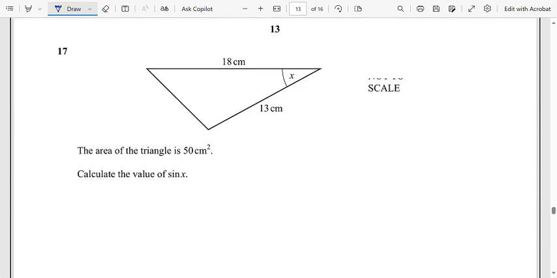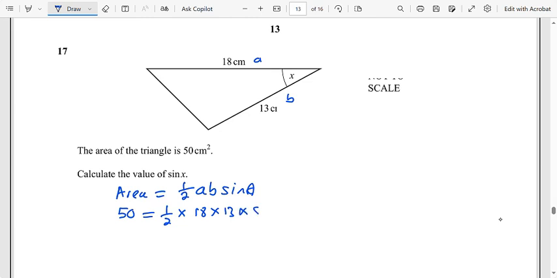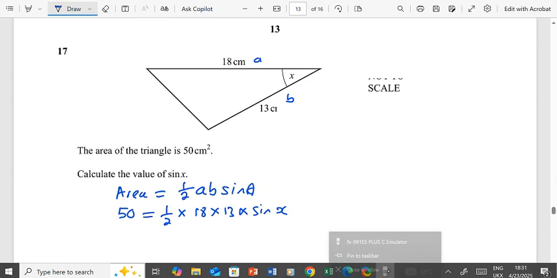So area of every triangle is half base times height. That is when you are given the perpendicular height. Otherwise, if you are not given the perpendicular height, area is equal to half AB sine theta, where A and B are the sides which are adjacent to our given angle. So the area is 50 being equal to half times A, which is 18, times 13 times sine x, because theta is x.